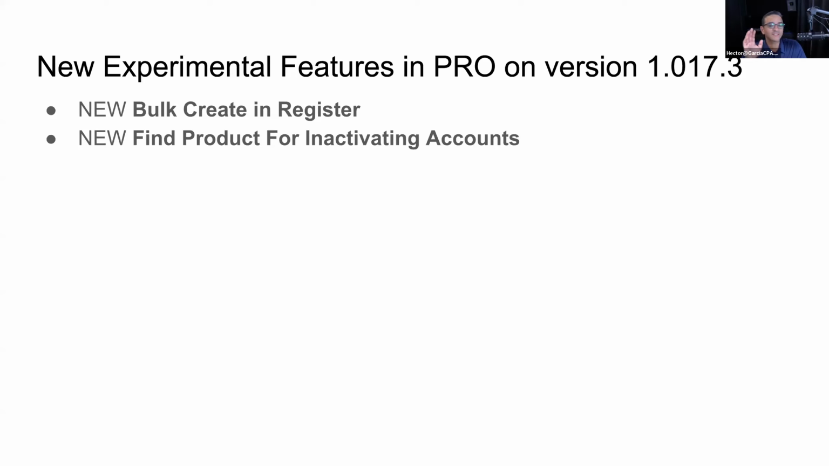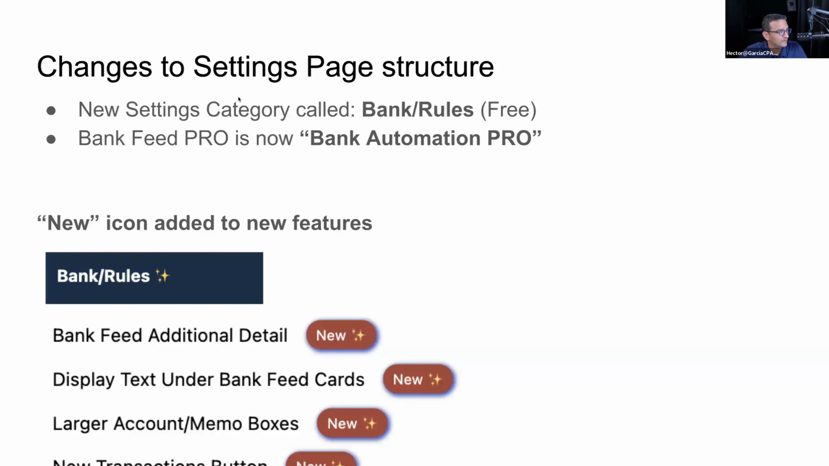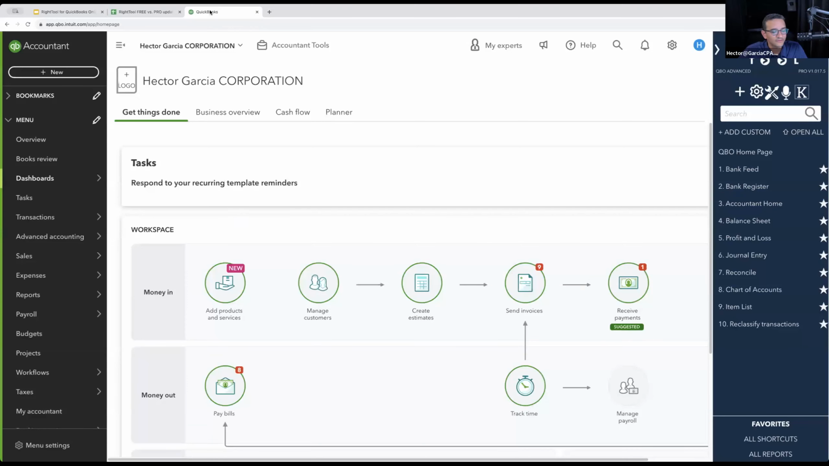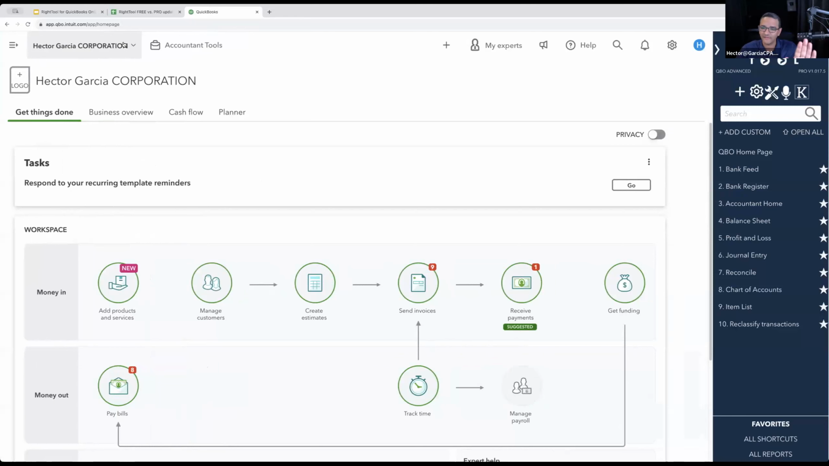All right, so we're gonna start with the experimental pro features, just because they're much more exciting at first, and then we're gonna go down to the free features from there. So the first big one here is the bulk create in register. Let me tell you right now that if you have been a free user and reluctant to get into pro for XYZ reason, I really don't care what the reasons were, this is the feature where you go, that's it, I gotta go to pro.